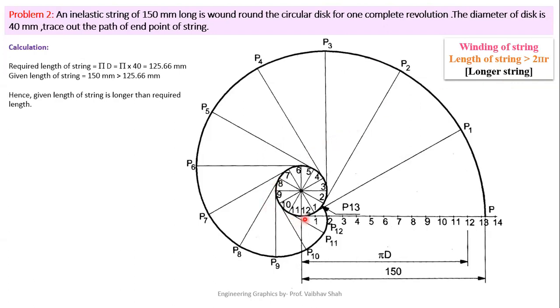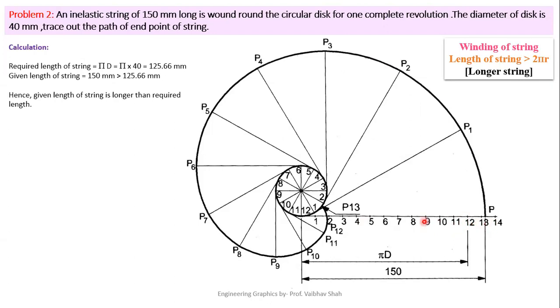First of all, we will draw this circle. The diameter of the circle is 40 mm, so we draw the circle with a 20 mm radius. After that, we have to draw this straight line, which indicates the string length. As I have said, you first draw the longer of the two lengths, 150 and 125.66. The longer length is obviously 150 mm, so simply draw this line of 150 mm like this.